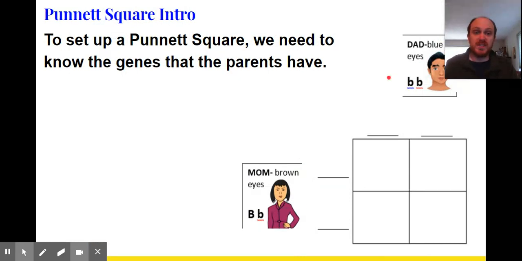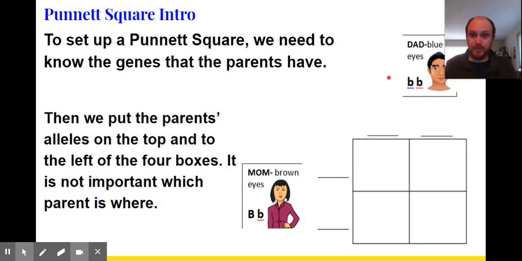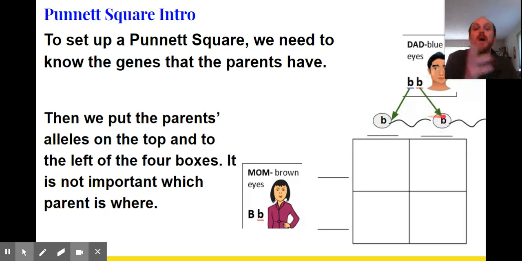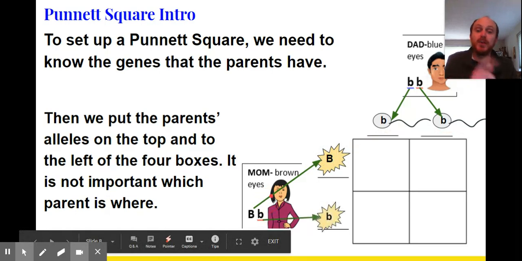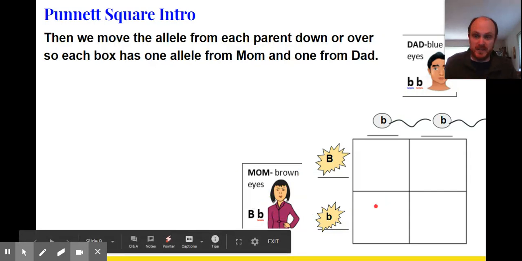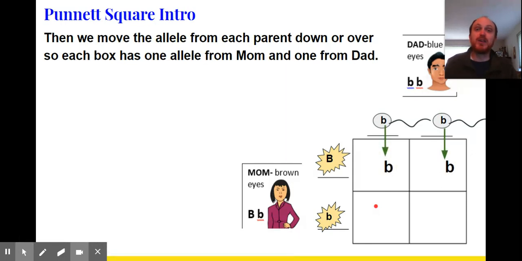We need to know the genes that mom and dad have. We know those, okay. Then we put on the outside of the square mom and dad's genes. So we can put dad's genes here. Remember, these are like the 2 possible sperm that dad can produce. Sperm with little b's or sperm with little b's. These are the 2 possible eggs mom can produce. Big B's or little b's. And then these boxes are the possible ways they could combine.